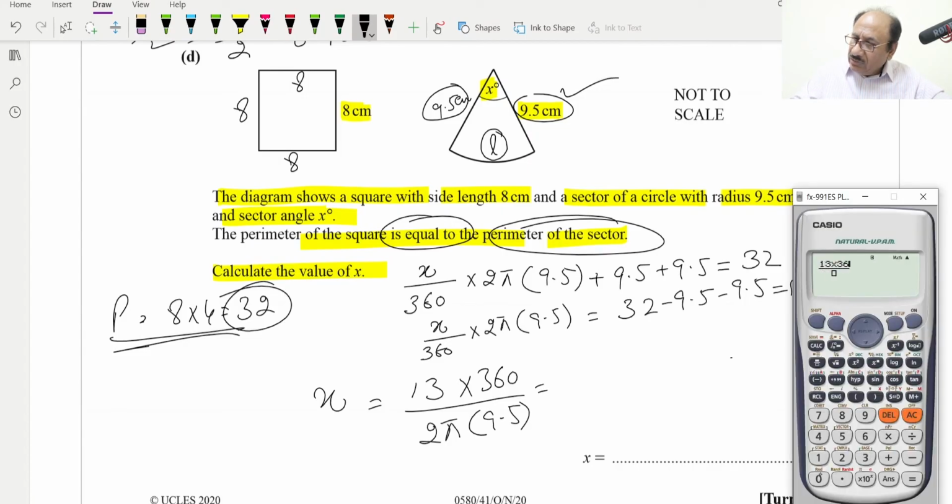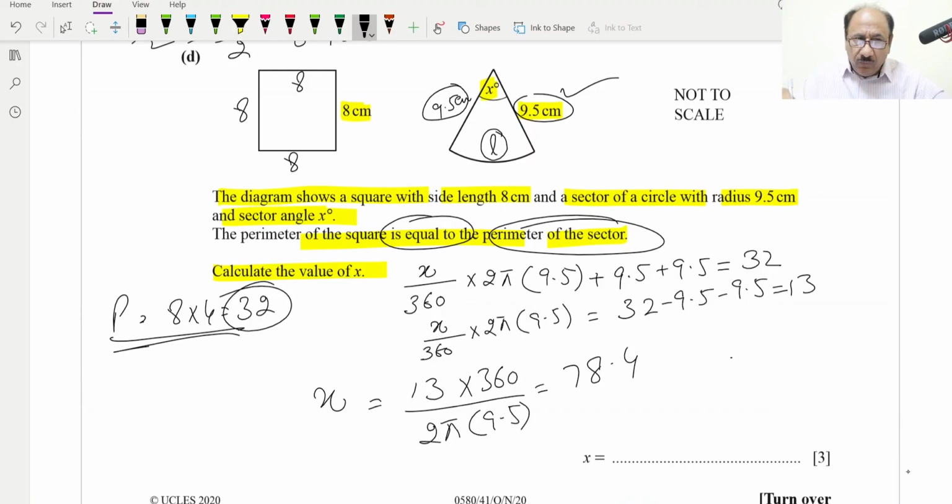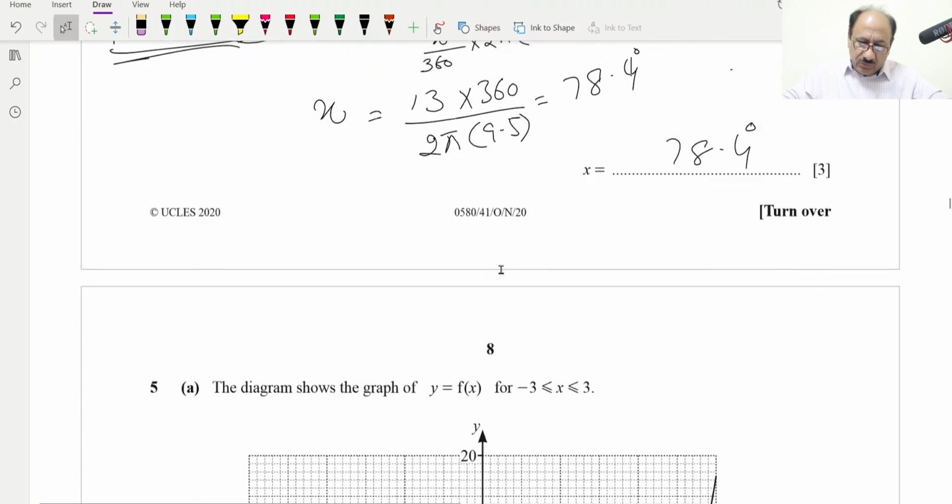So 12.4 into 360 divided by 2 pi into 9.8. Sorry, I have to go back and press AC. This gives us 78.4, so 78.4 degrees will be our final answer for this question.